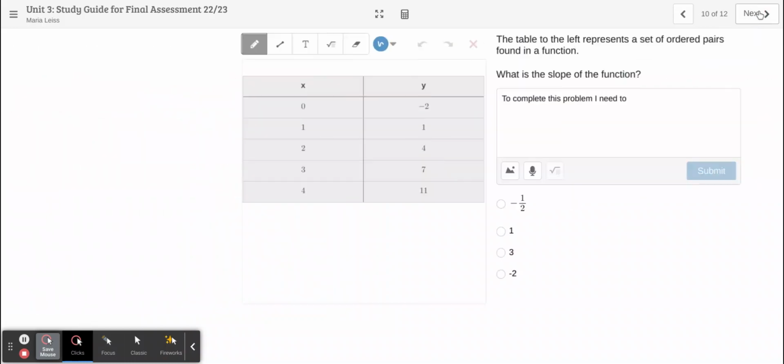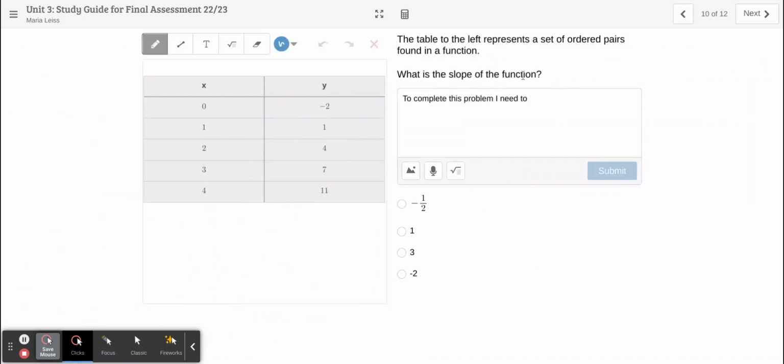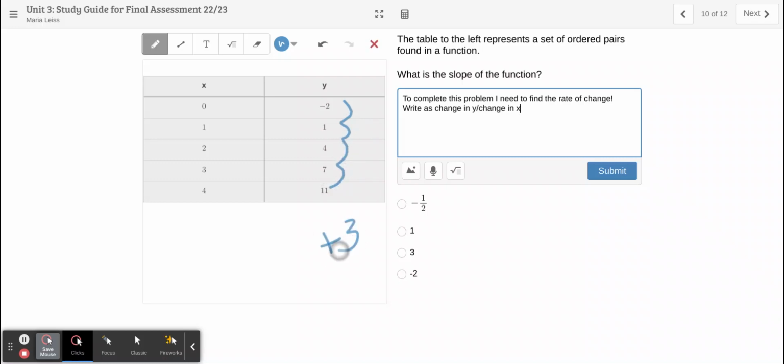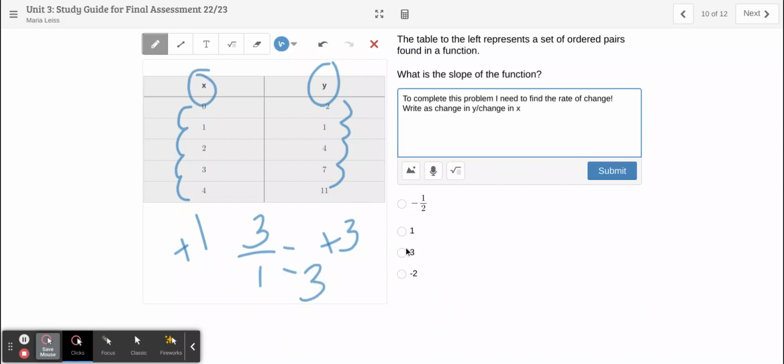You're doing good. Again, ordered pairs found in a function, what's the slope? So all you have to do to complete this problem is find the rate of change, right? Change in y over change in x. So the y's are changing plus 3. The x's are changing plus 1. So change in y goes on top, change in x goes on the bottom. 3 over 1 is 3. Good job.